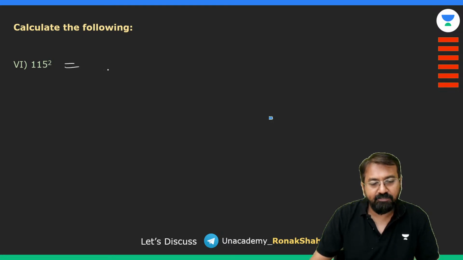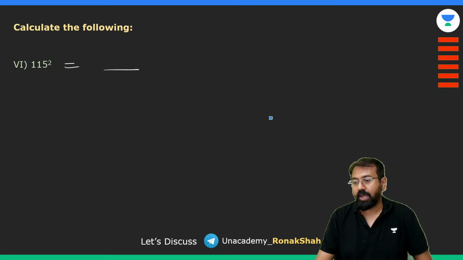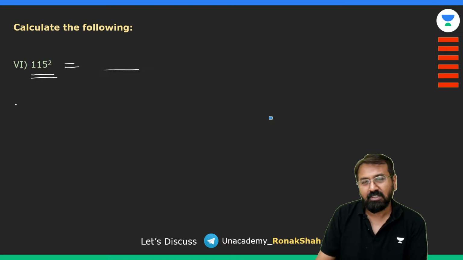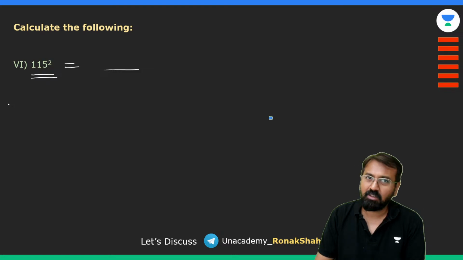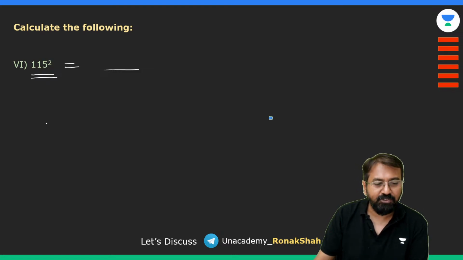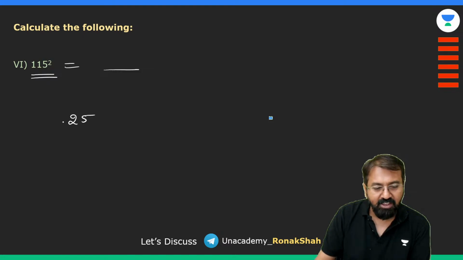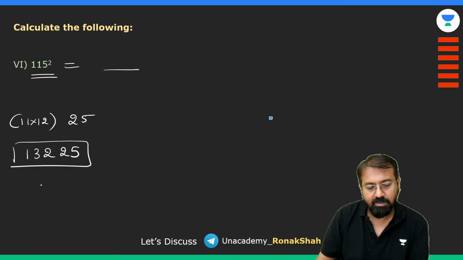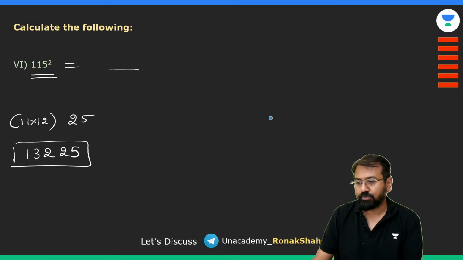What will be square of this number? 115 square, everyone. Now, which method should we use over here? Base 100 or digit 5? So it's better to use digit 5. So it's going to be 25 and 11 into 12. Isn't that? So 11 into 12 is 132 and this is 25. So answer will be 13225.